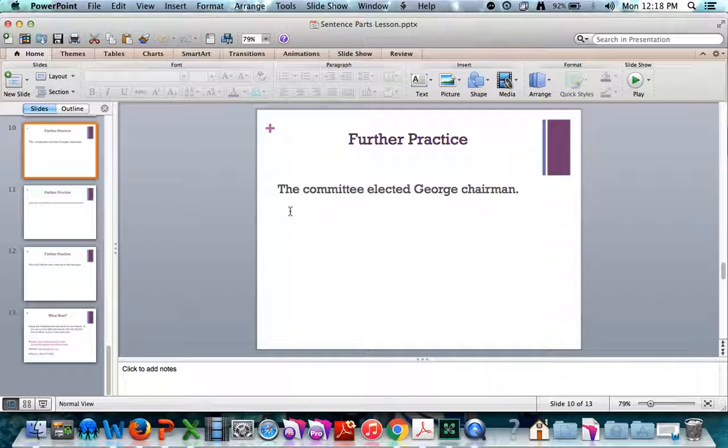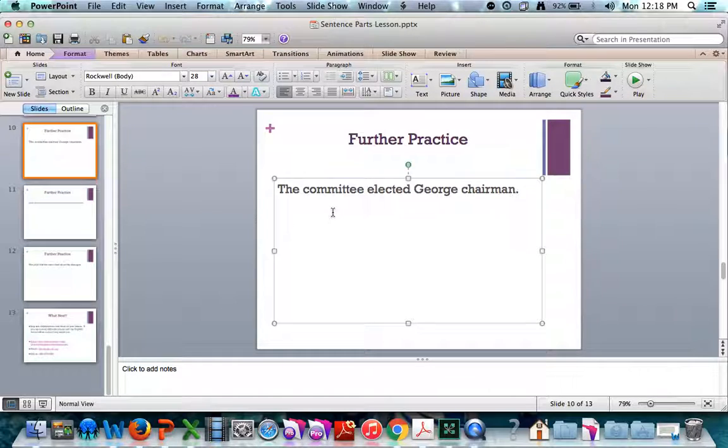The committee elected George chairman. So committee could be identified as our subject. Our action word is elected. Elected who? Elected what? They elected George. So George is our direct object. The committee elected George chairman. Well, chairman is restating George. So we're going to identify chairman as our object complement.